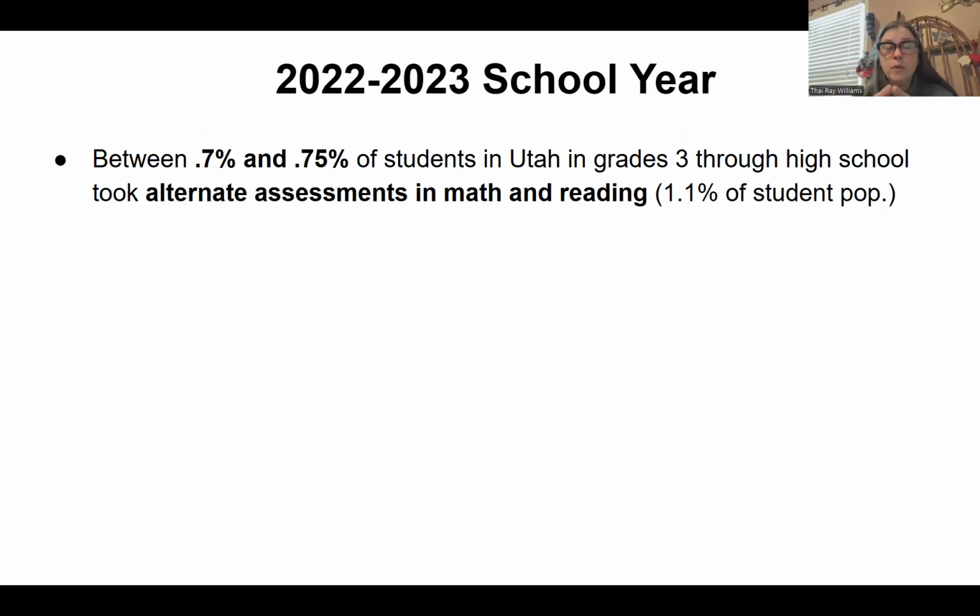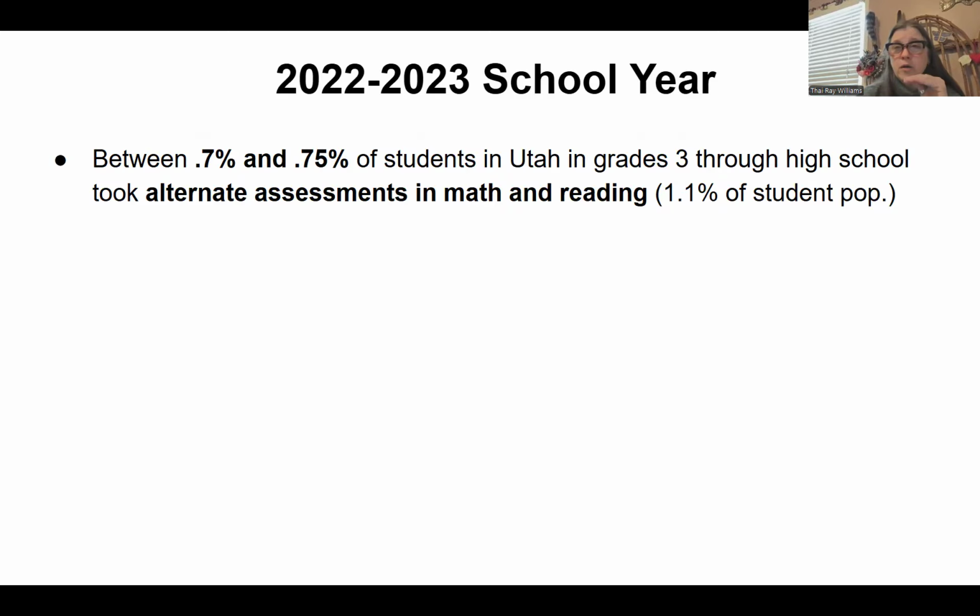So between 0.7 and 0.75 of students in Utah in grades 3 through high school took the alternate assessment in math and in reading. And when you put all of it together, remember that the students who take the alternate assessment are typically around 1%. That is what is allowed on the national average. We typically run about 1.1% of our student population.